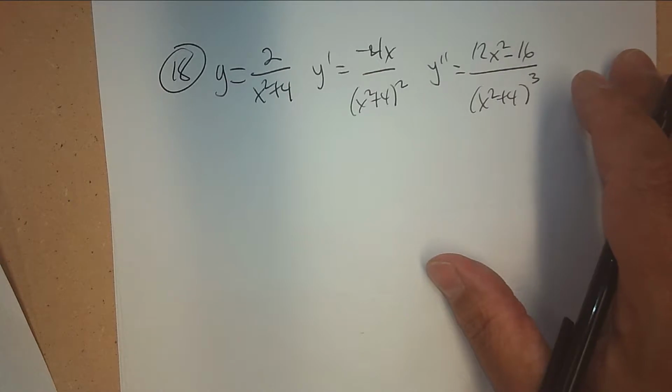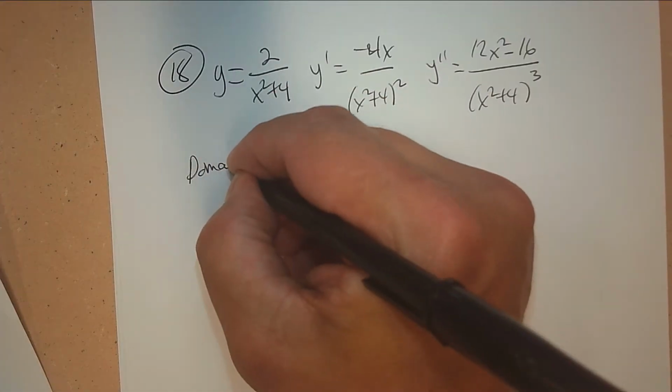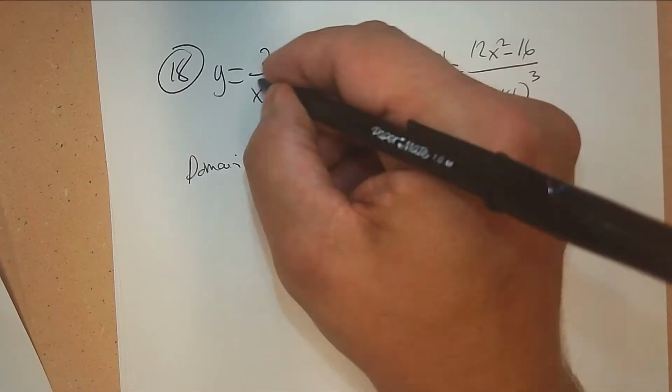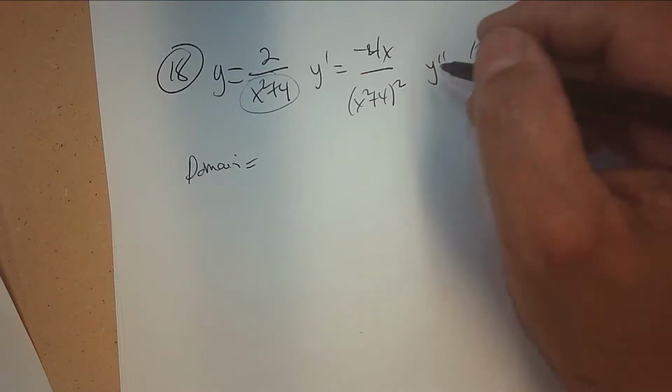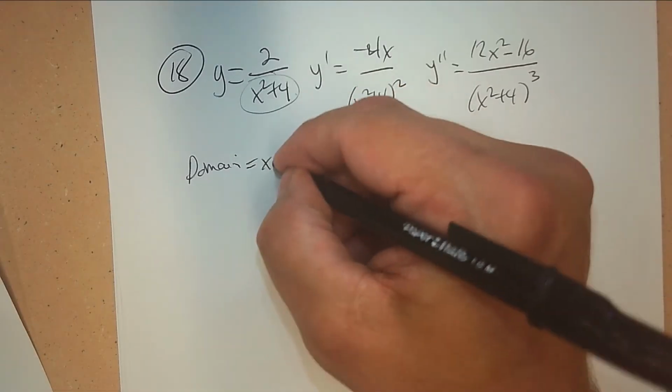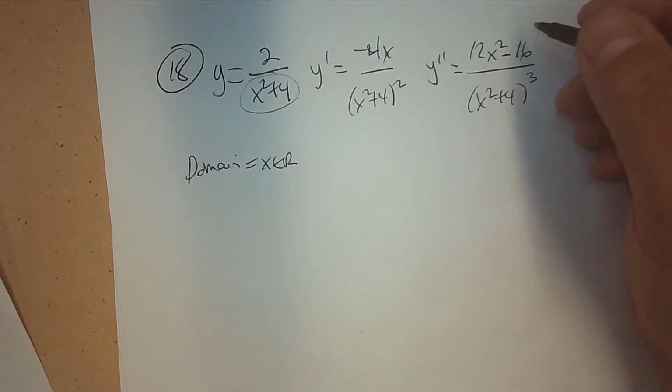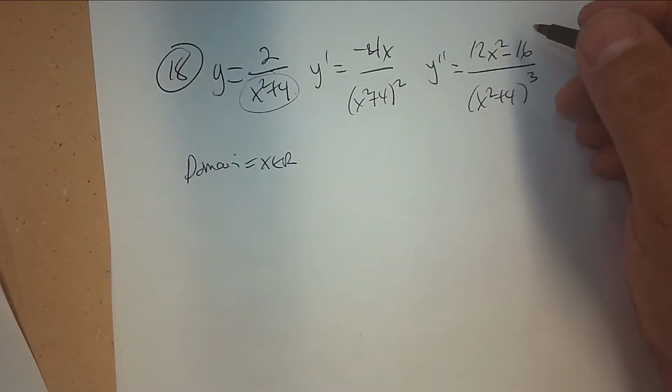All right, so let's just start at the beginning. So domain. What would the domain be here? Look at the denominator. Is there anything that would make it undefined? X squared plus 4 means it's all real numbers. There's no value to put in to give you the answer 0 on the bottom.